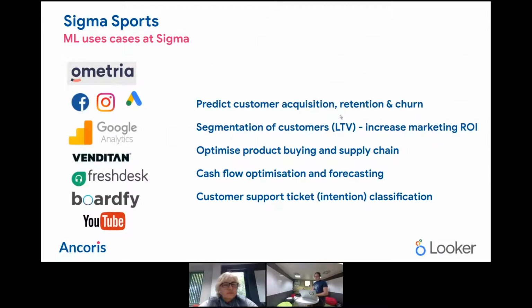We've got some ML use cases around product buying and supply chain, cash flow optimization and forecasting, and an interesting one on customer support ticket intention classification. So they've got quite a broad mix.